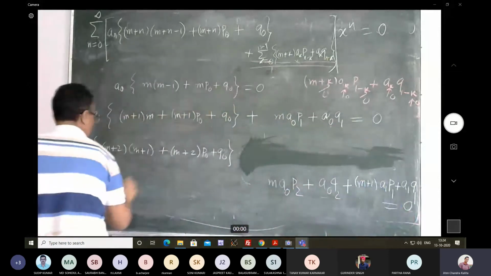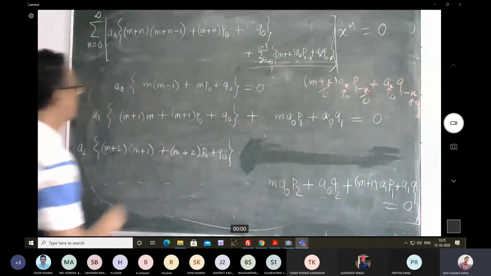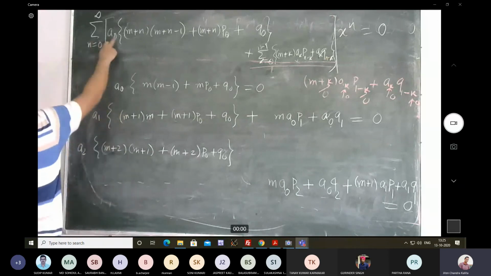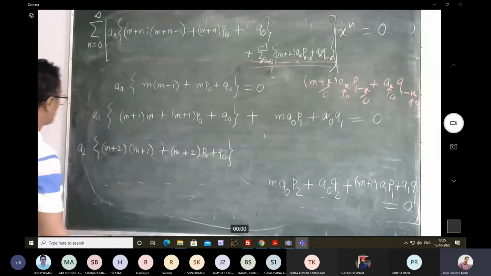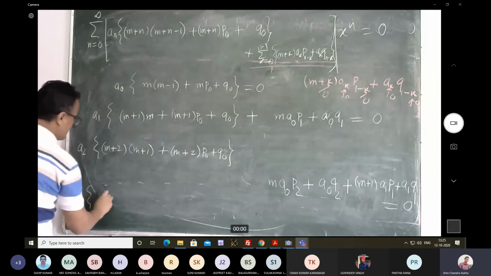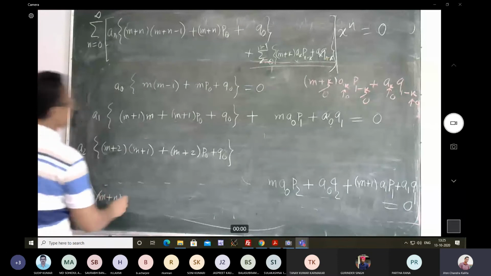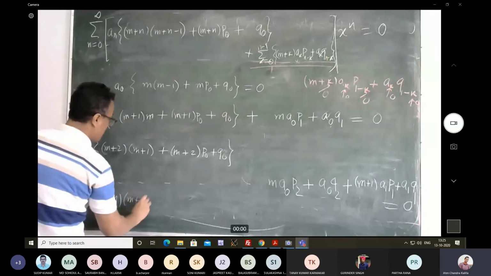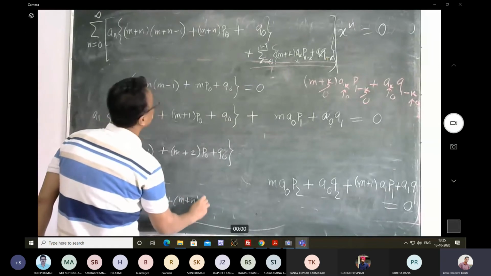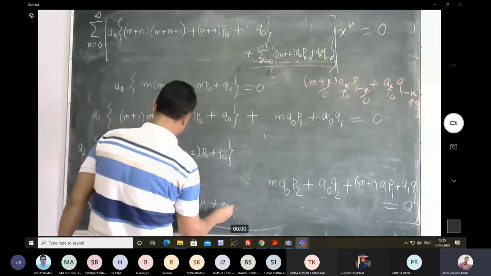But last, I have to write one more expression. So eventually, when n equal to n, I am going to have a n, m plus n, the same thing, m plus n minus 1. I'm not even bothered about this, n plus n p naught plus q naught.